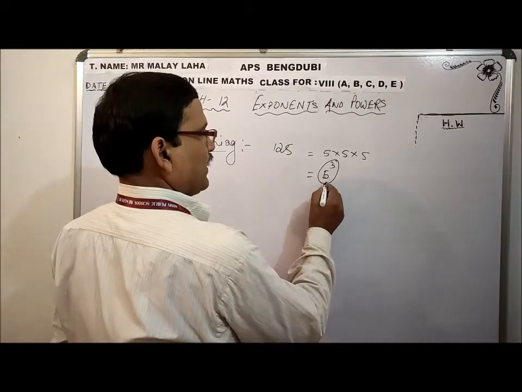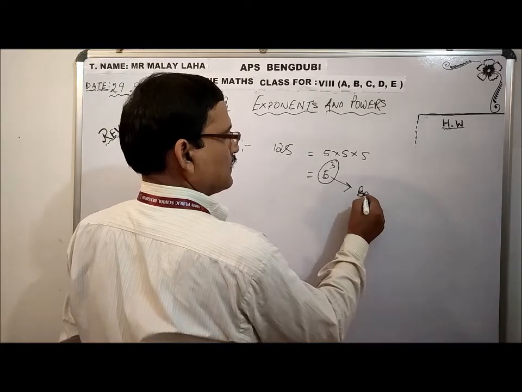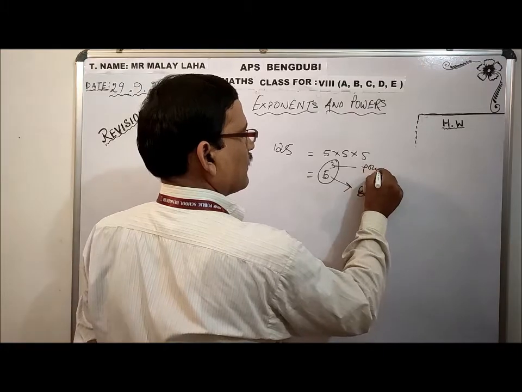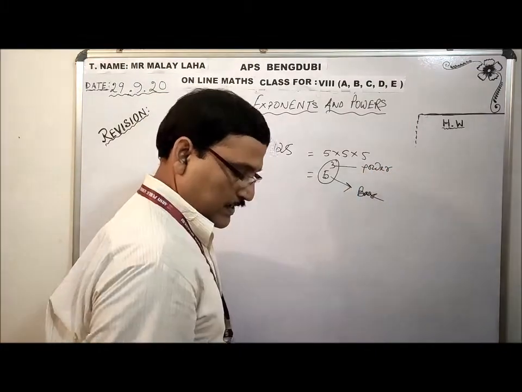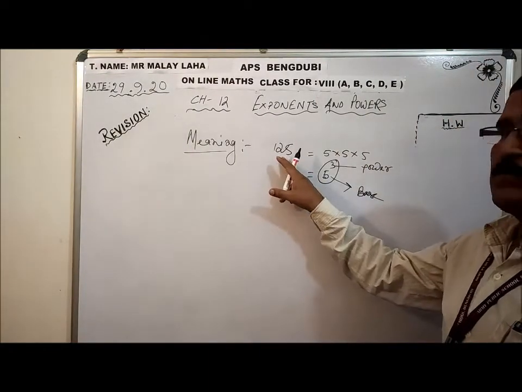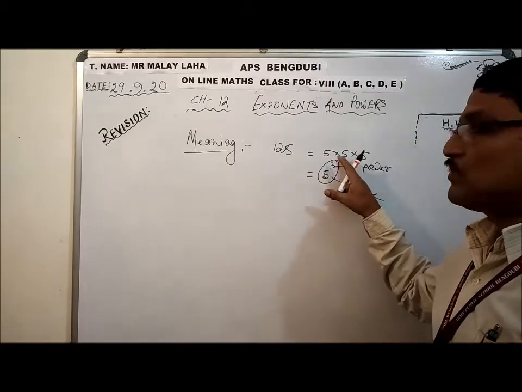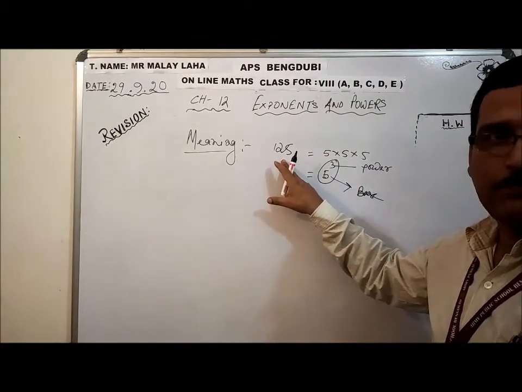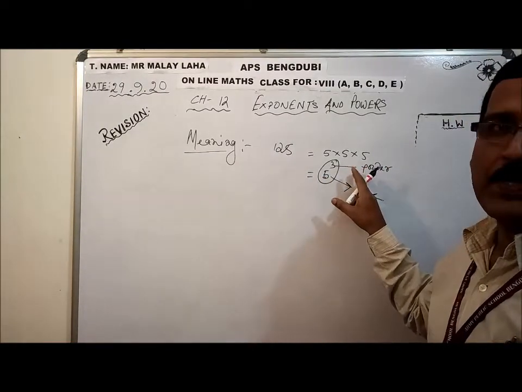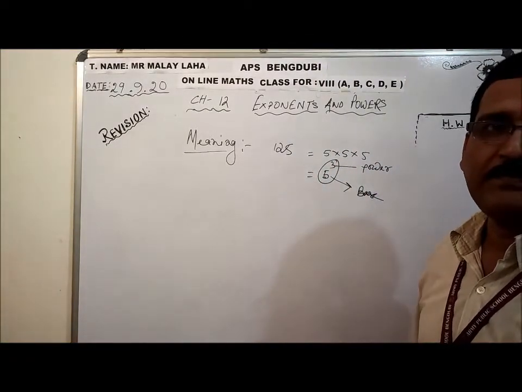This 5 raised to 3 is the exponent of 125. And in the exponent, there are two parts. This part is called the base. This part is called the power. Understood? This is the difference between the exponential form and power. So when we represent a number in a scientific form, this whole part is called the exponential form of the number, the exponent. And the exponent has two parts: one is the base and another is the power. This is the power and the whole part is the exponent of 125.